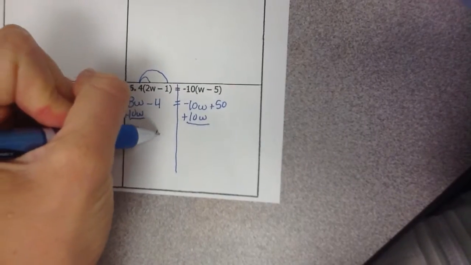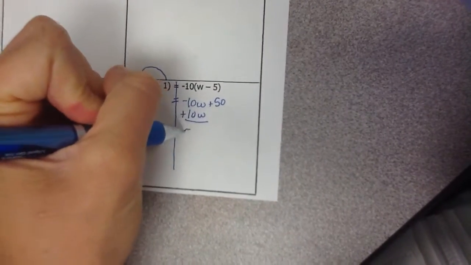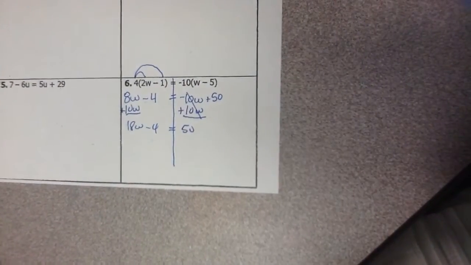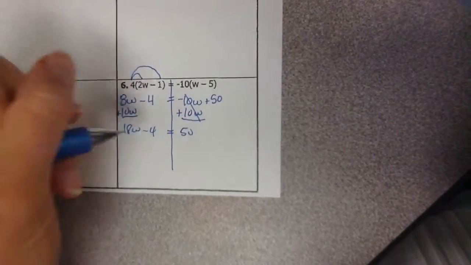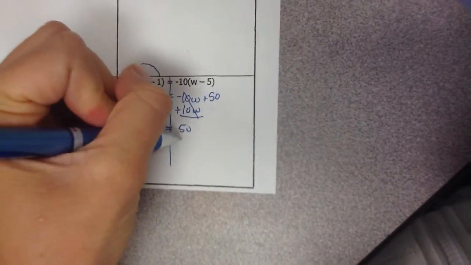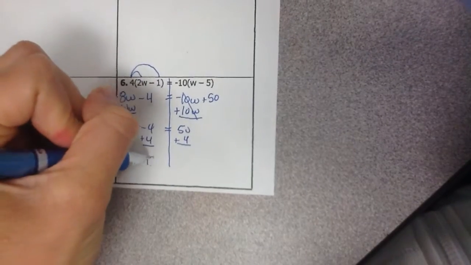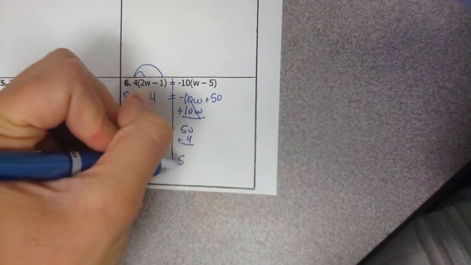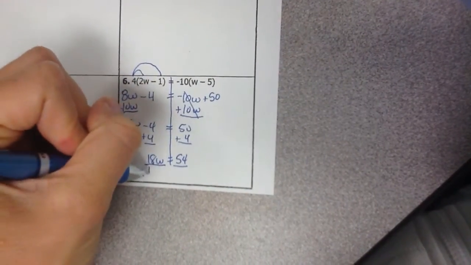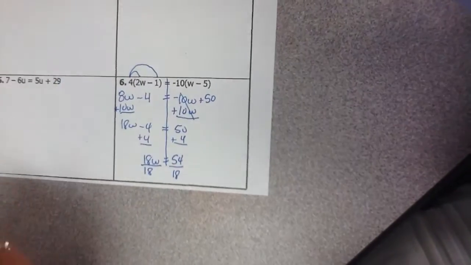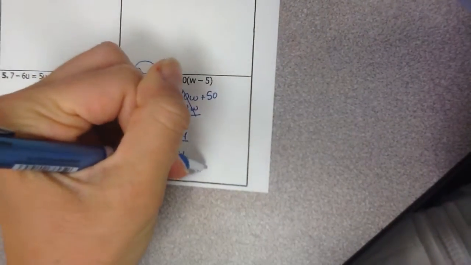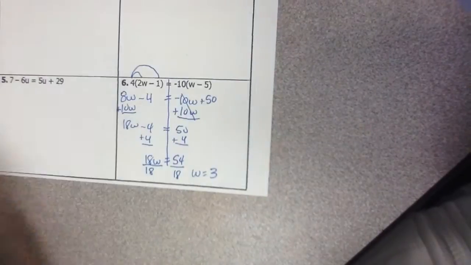18w minus 4 equals 50 because that canceled out. Now I'm left with a two-step equation, and you all are great at those. Add 4 to each side. 18w equals 54. Divide by 18. I'm going to have to move over here, so w is going to equal 3.